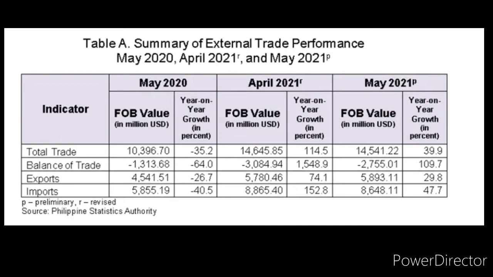The balance of trade in goods is the difference between the value of export and import. The balance of trade in goods in May 2021 amounted to negative 2.76 billion US dollars, representing a trade deficit with an annual increase of 109.7%. The trade deficit in the previous month recorded an annual increase of 1,548.9%, while in May 2020 it was negative 64.0%.